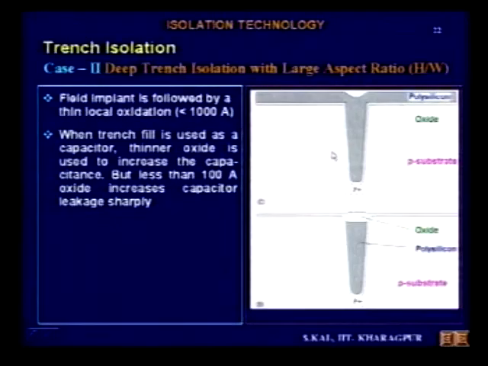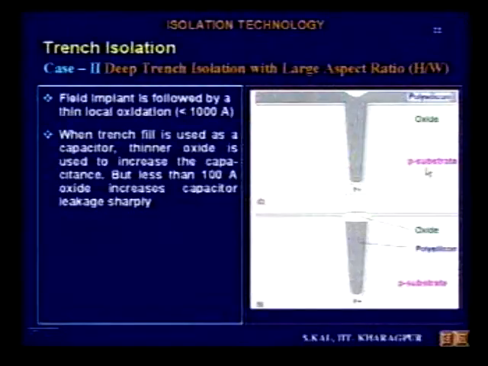And if the trench depth is very high, you will have a larger area, because the surrounding will encompass all the area, na? This side to this side, so that means it will give a large value of capacitance. This capacitance is used in the DRAM circuits. And not only that, it consumes a smaller area; trench capacitor vertically, lateral area consumption is less. So high density is possible.